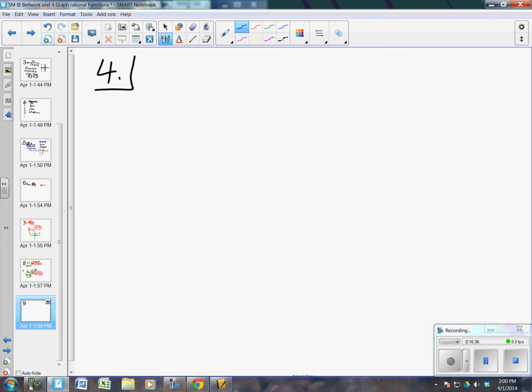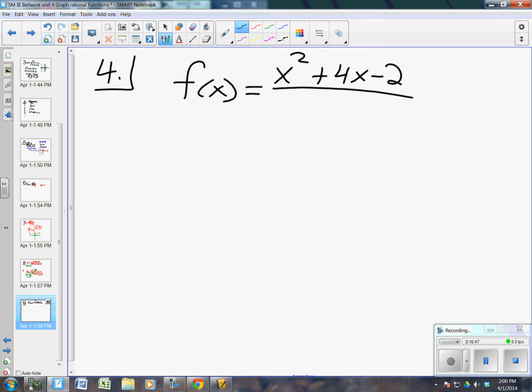So, let me give an example right here. F of x equals x squared plus 4x minus 2 over x minus 3. By the way, does this have a vertical asymptote? Yes, it has a vertical. Where's the vertical? 3. Does it have a horizontal? No.